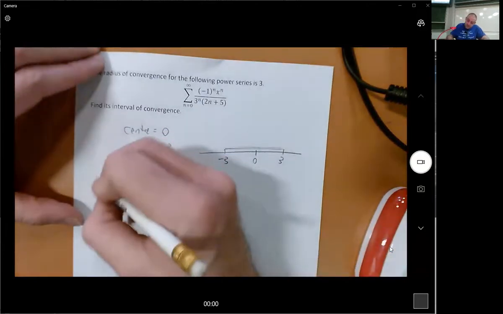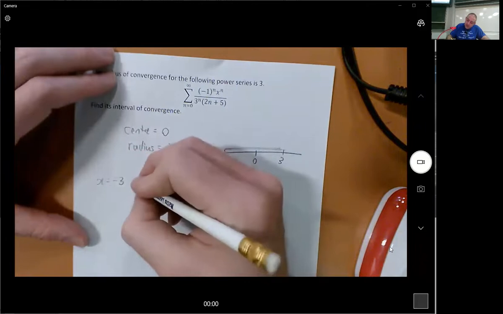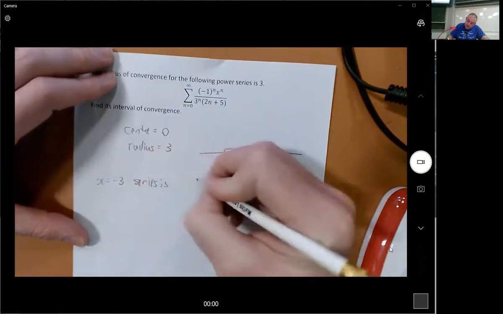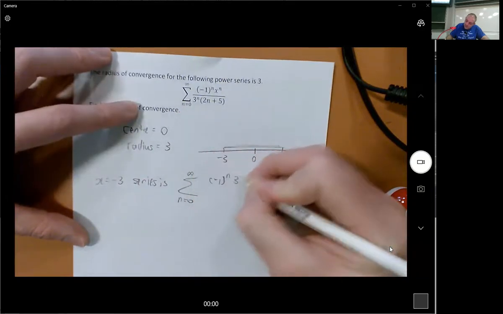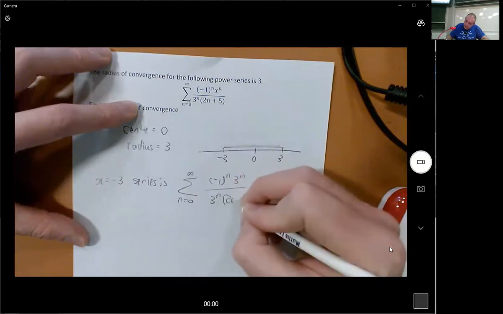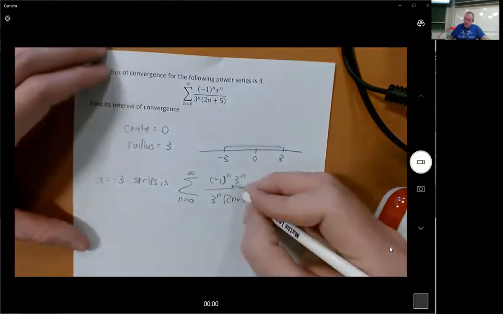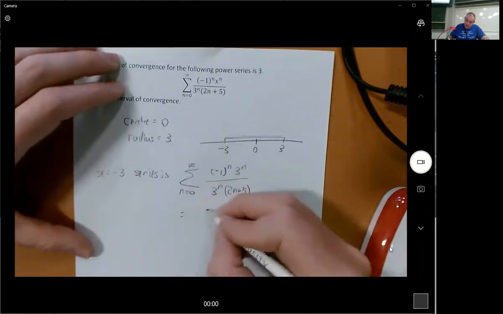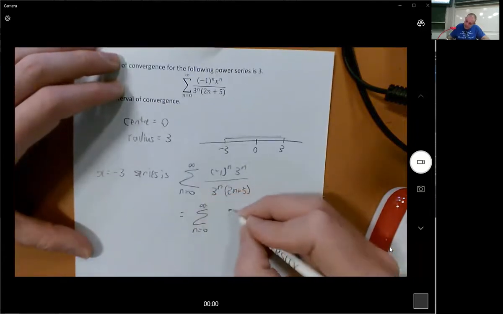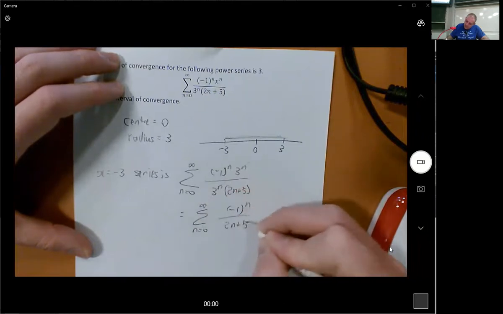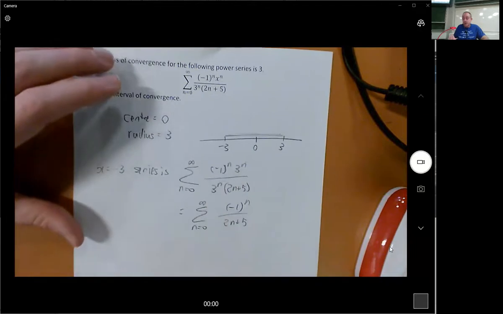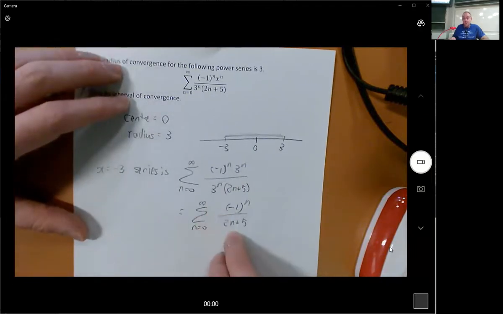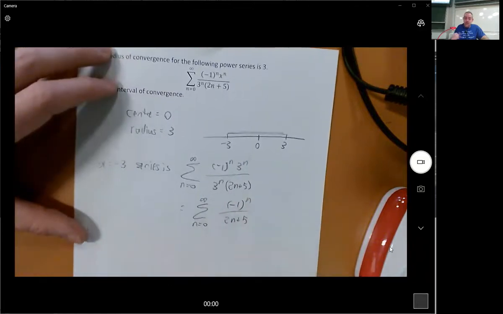And that's what I'm going to have to figure out. So when x is equal to minus 3, the series is the sum from n equals 0 to infinity of minus 1 to the n, 3 to the n over 3 to the n, 2n plus 5. And then they'll divide away. And so I'll be left with the sum from n equals 0 to infinity of minus 1 to the n over 2n plus 5. And now as n gets bigger, this gets bigger. And so the fraction 1 over 2n plus 5 gets smaller and smaller. And so because that is definitely decreasing and it's an alternating series, this converges.